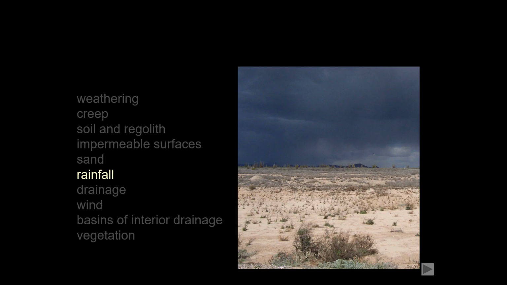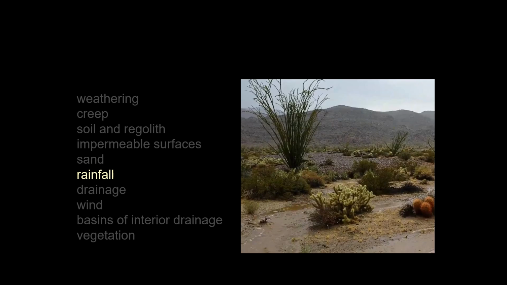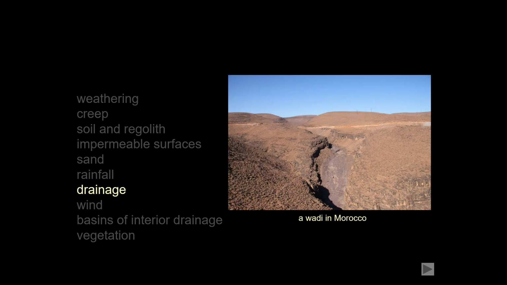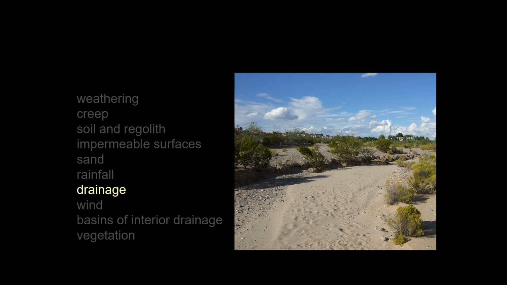When we do have rainfall events, they often are pretty dramatic. So you might have a massive downpour in a desert area, and then no rainfall for long periods of time. And oftentimes you have flash floods in arid environments as well. Drainage is another characteristic. This is what's called a wadi, or a drainage area in Morocco. So it's kind of a dry river channel, if you will, that may only have water in it during a portion of the year, and another dry area near Phoenix, Arizona.